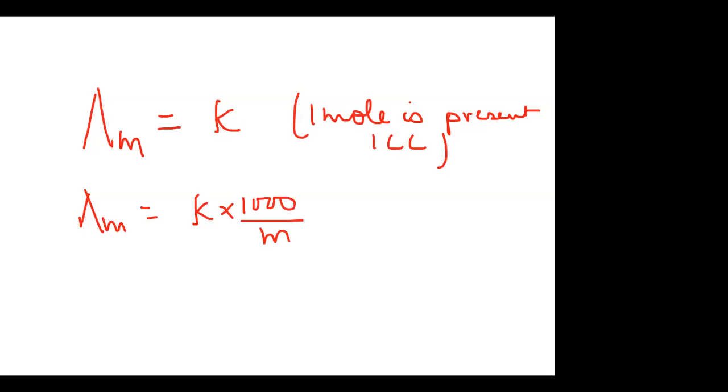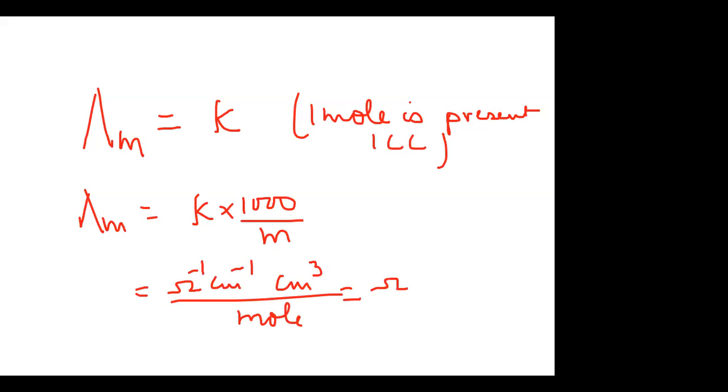So 1 mole will be present in how much, and based on that you can calculate. Again, for the units, if you look at it, this is going to be ohms inverse, centimeter inverse, 1000 is centimeter cube, and this is going to be divided by moles. So what you get is actually ohms inverse, then centimeter square, and moles inverse. These will be the units for the molar conductance.